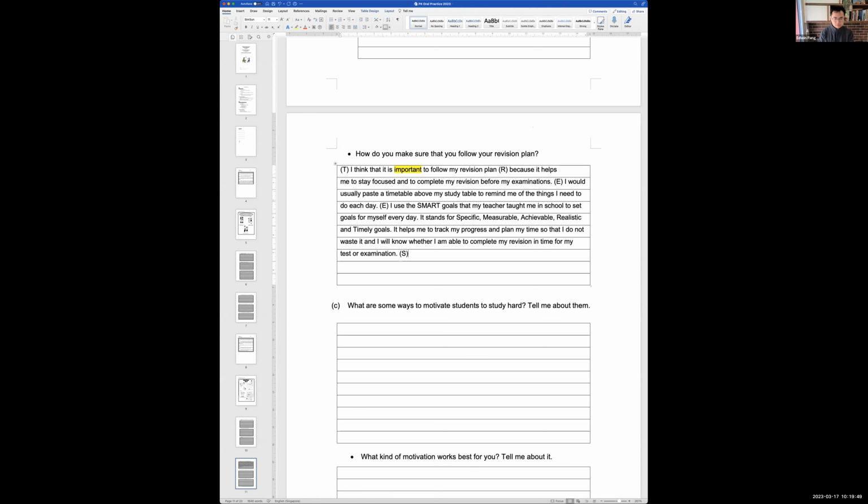Okay, S, my suggestion. So how can I improve on my revision plan? How can I improve on making myself follow my revision plan? So I think about how things can be even better. Maybe I'll use the idea about studying with my friends. I believe that studying alone is not as effective as studying with my friends.